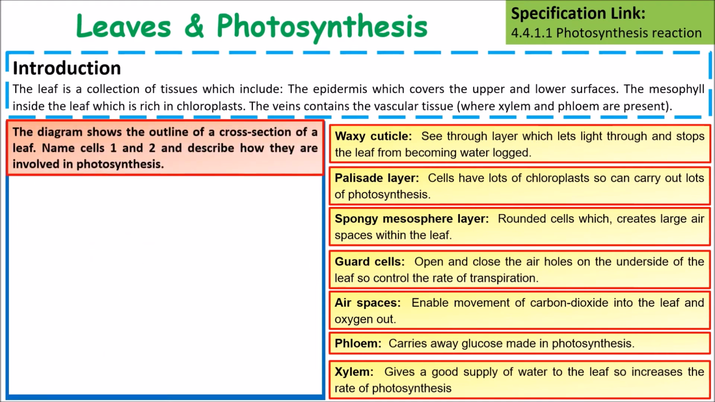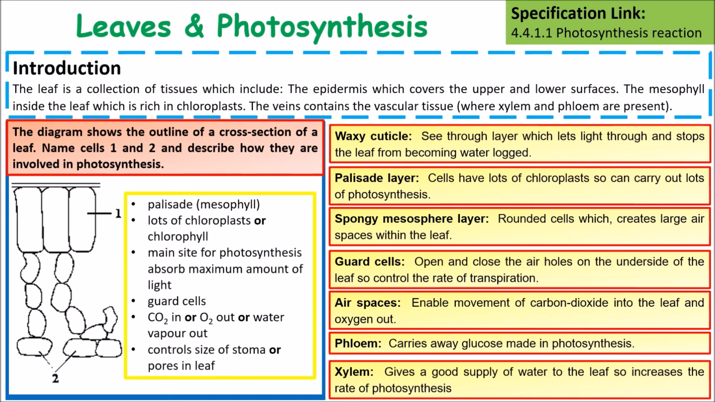The diagram below shows the outline of a cross-section of a leaf. Name cells 1 and 2 and describe how they are involved in photosynthesis. Cells 1 are palisade cells, with lots of chloroplasts, and they're the main site of photosynthesis. Number 2 are guard cells. They are on either side of the stomata and they control the amount of carbon dioxide entering and leaving the leaf, and they also control the size of the pores, which has an effect on transpiration.